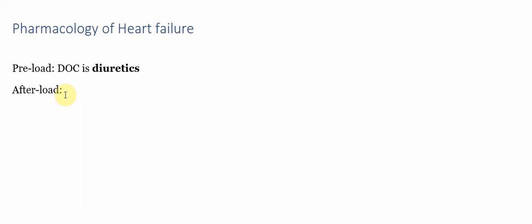And how can we reduce the afterload? By reducing the constriction of the blood vessels, therefore reducing the resistance. Again, back to first year physiology and back to our concepts of physics. Whenever we talk about resistance offered through a vessel, we consider in terms of the length and in terms of the diameter. And there is a very interesting relation between the diameter and the resistance. It is an inverse relationship, proportional to 1 by r to the power 4, r being the radius. So when we dilate the vessels, we are reducing the resistance offered. So we can go with vasodilators.